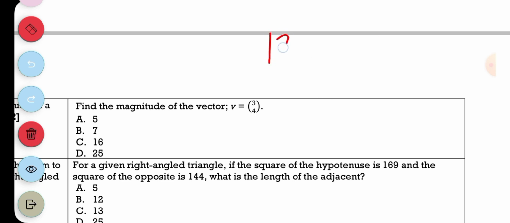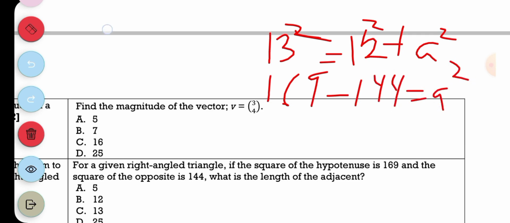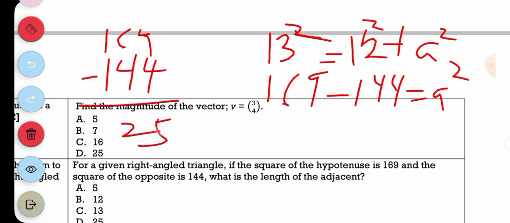And according to Pythagoras theorem, the 13 squared will be equal to 12 squared plus A squared. So you have your 169 here minus, you're going to move here, so you have 144 equals A squared. So 169 minus 144, you're going to end up with 25. So you're going to find the square root of this 25 and you're going to end up with 5. So this is also A.